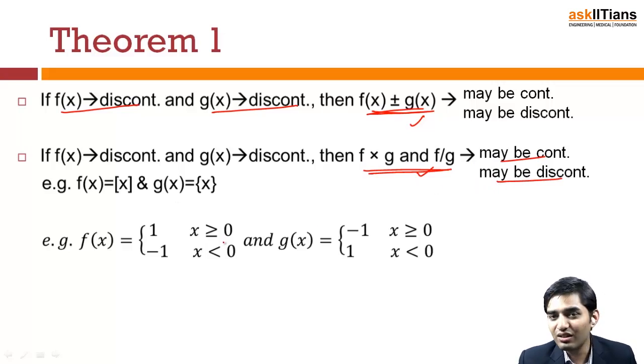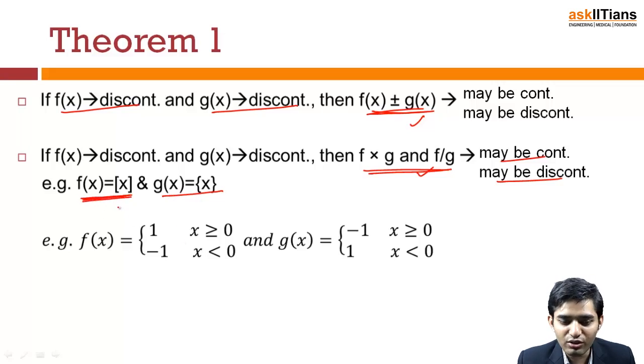Okay, now let us see this through an example, right? So tell me, think of two discontinuous functions which if I add they become continuous, right? Now a very good example of this can be f(x) is equal to the greatest integer of x, and g(x) is equal to the fractional part of x.